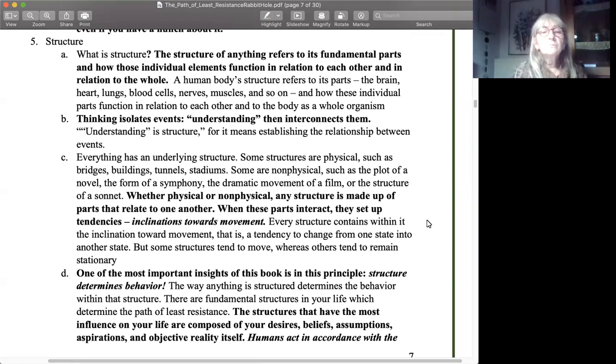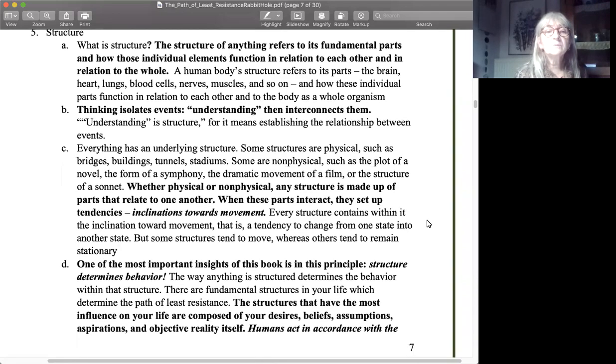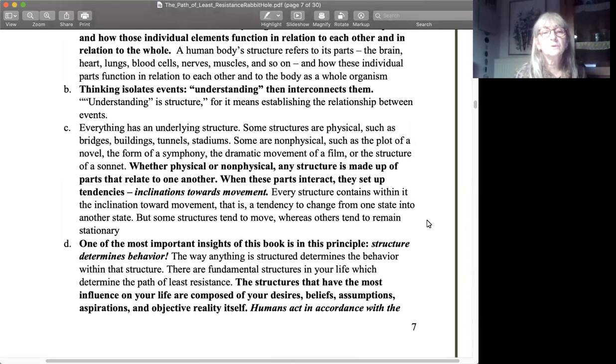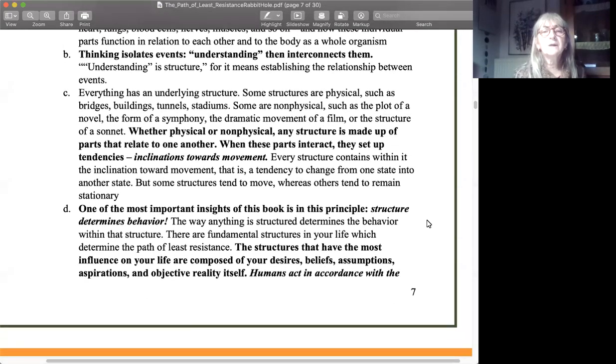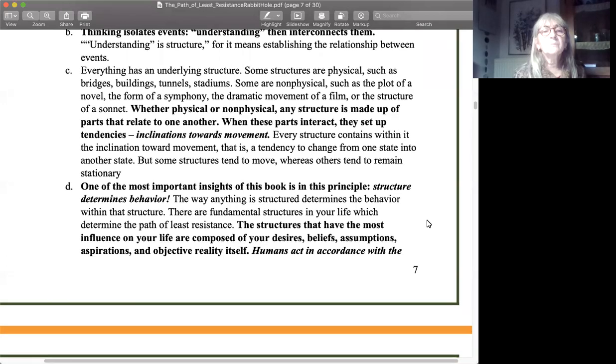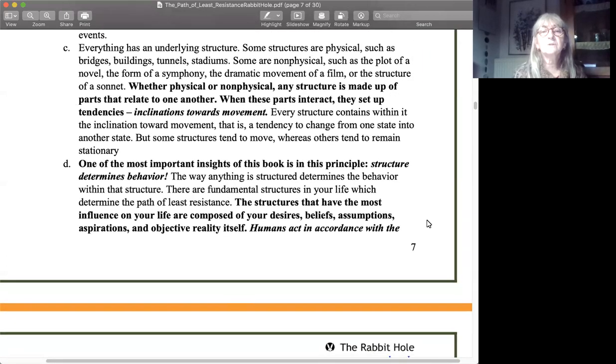D. One of the most important insights of this book is this principle: structure determines behavior. The way anything is structured determines the behavior within that structure. There are fundamental structures in your life which determine the path of least resistance.